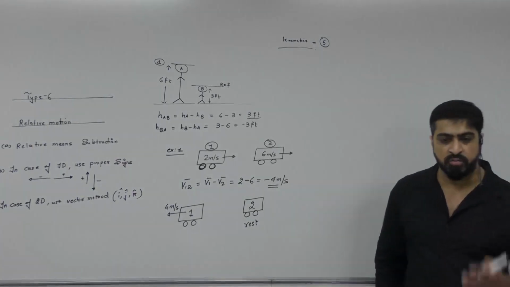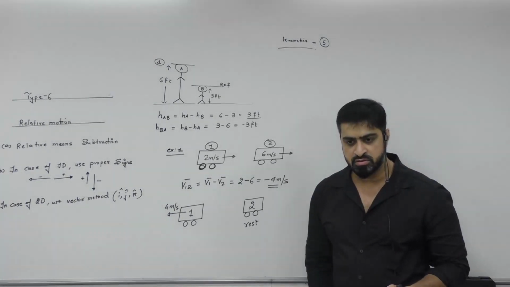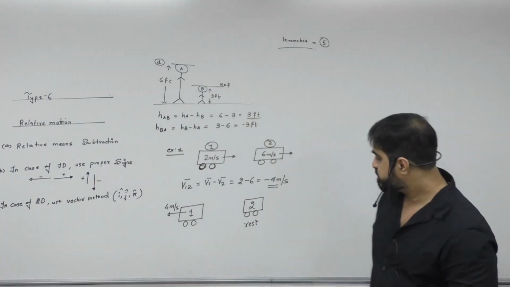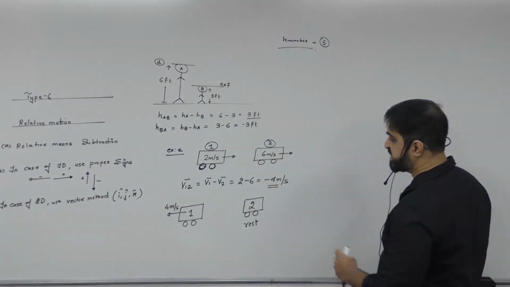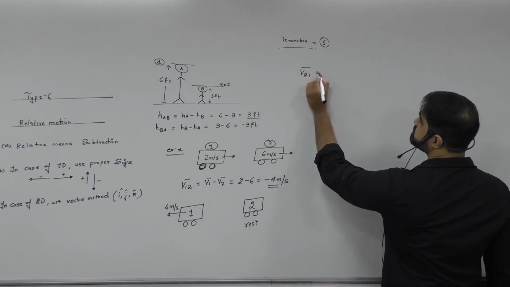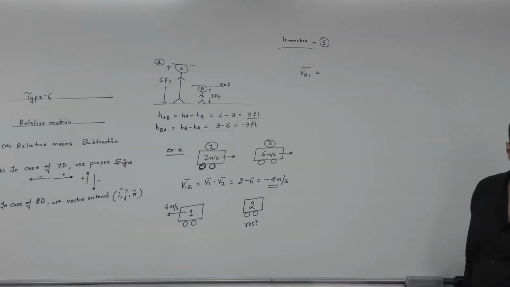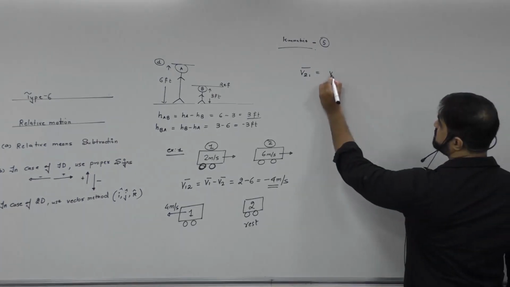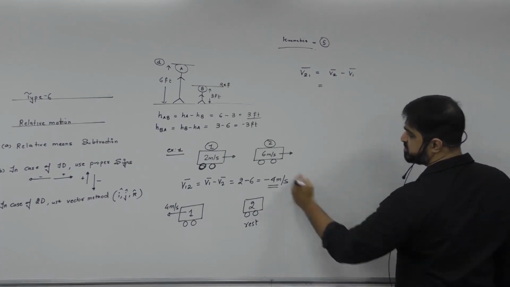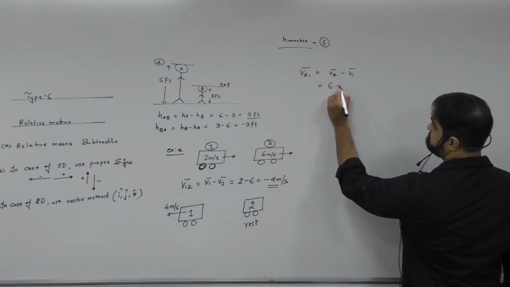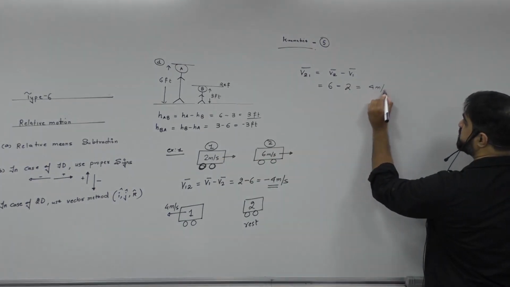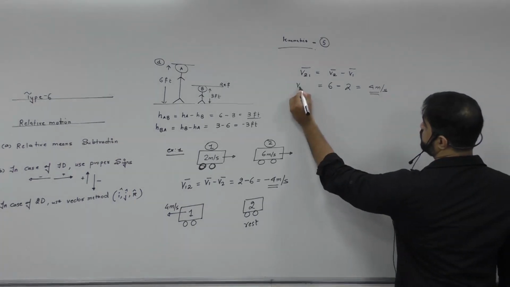Are you getting it? Please stop writing a lesson over here. Next thing. If I want to find velocity of 2 with respect to 1, it will be V2 bar minus V1 bar. What is V2 bar? 6. Minus V1 bar is what? 2. It is 4 meter per second.